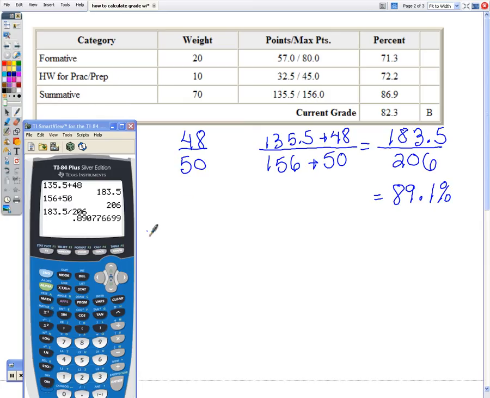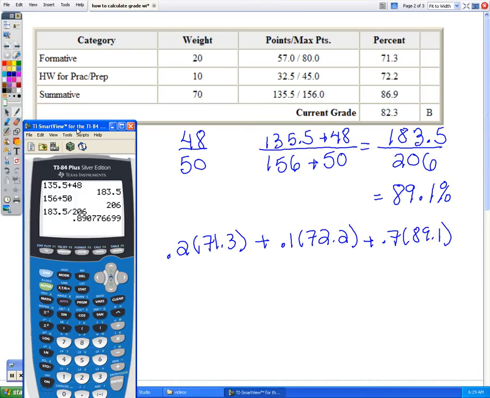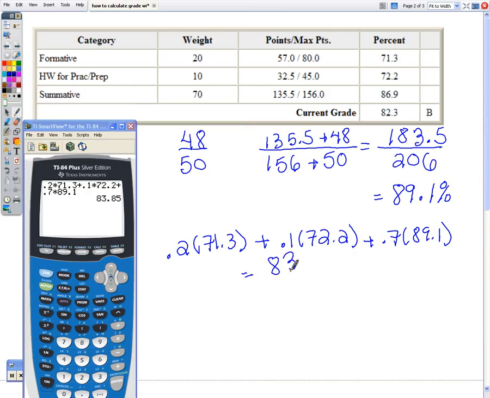So, taking 0.2 times the quiz average, or the formative average, 0.1 times the homework, and now 0.7 times the new summative category, the student's overall grade would be an 83.85%.